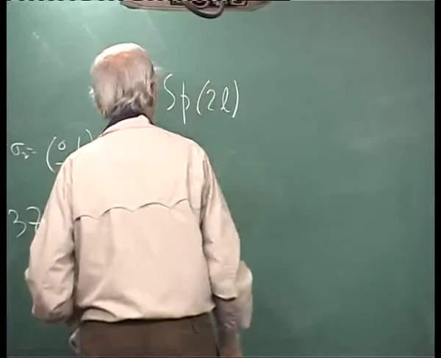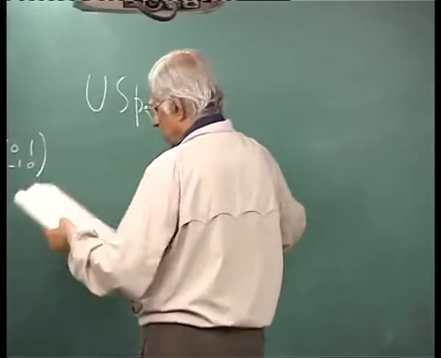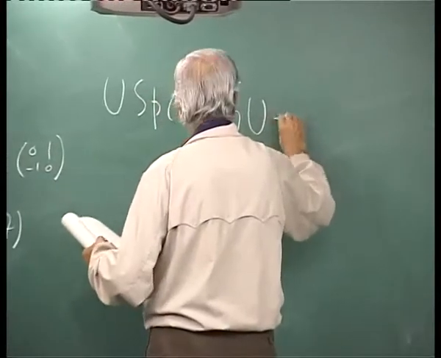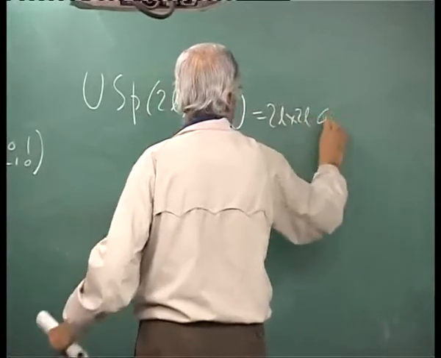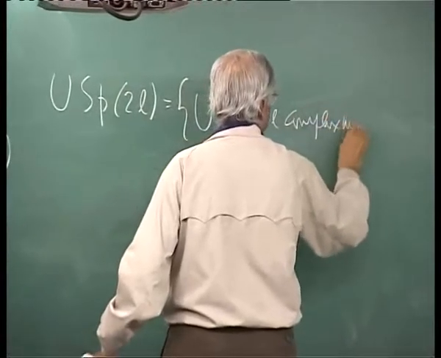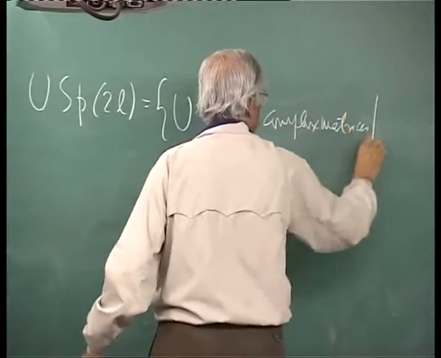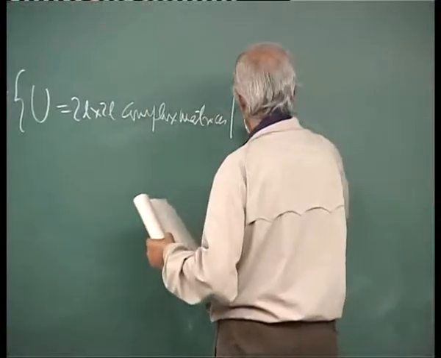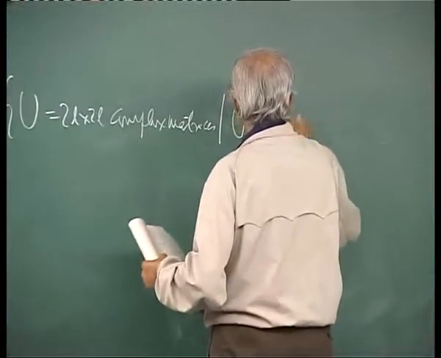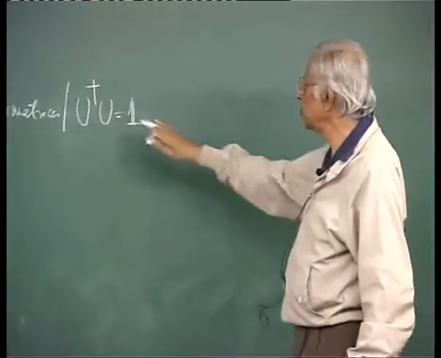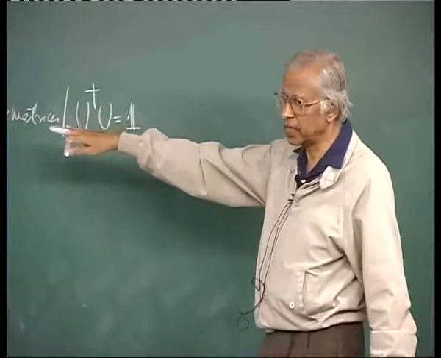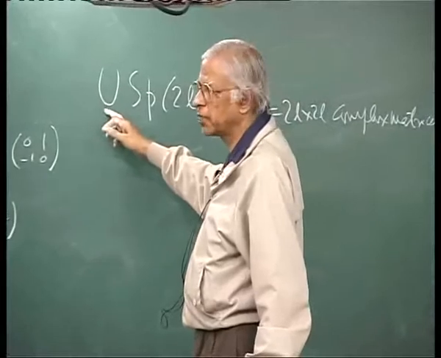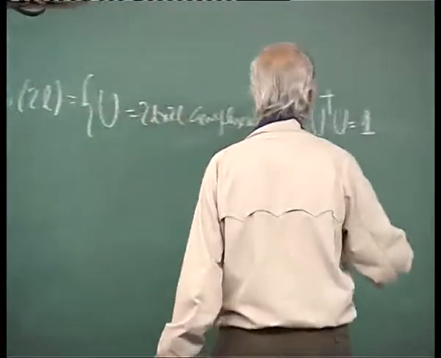the unitary symplectic group in 2L complex dimensions. It is given by 2L by 2L complex matrices with two properties. They must be unitary. That is, U dagger U must be the unit matrix of dimension 2L, of course. And this property is symbolized by this part of the name. Capital U means unitary.